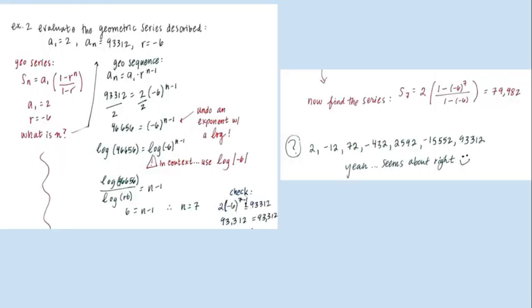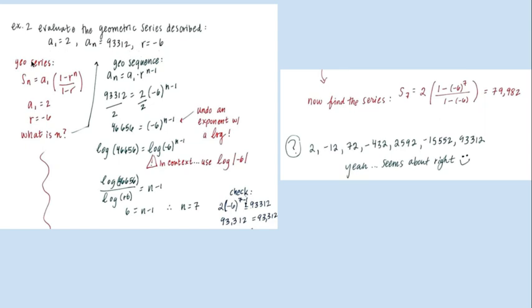All right, let's take a look at this next example. So this is where things get exciting. We're going to evaluate the geometric series described as having a first term of 2, an nth term of 93,312, and a common ratio of -6.